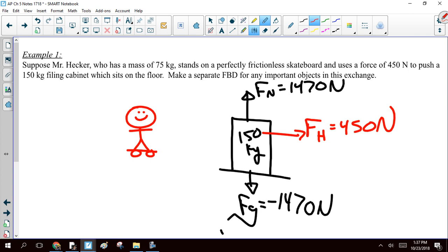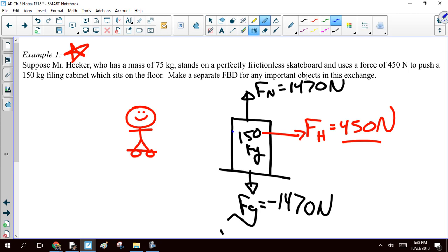To be honest, I really should have written this example a little more clearly. If the floor is frictionless, then we're done, and the net force on my cabinet would just be 450. So you can find your acceleration: 450 over 150, you get an acceleration of 3. More likely, it's not going to move, because filing cabinets are usually pretty heavy, and so there's probably a pretty significant amount of friction here.